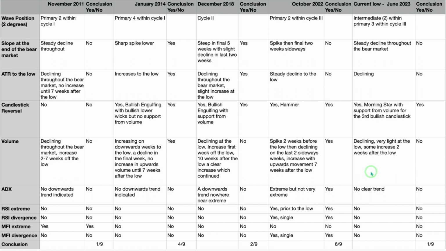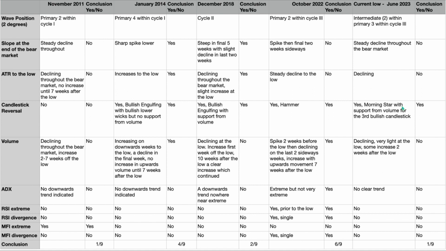So there's only 1 out of 9 conditions met. This is as weak as that first low, but the lesson I want to take from this is it doesn't have to be really strong. This November 2011 low, this is still held to this date. And so that is telling us that just because the technicals look weak at that low doesn't mean it can't be held. So along with the Elliott wave structure, the morning star candlestick pattern with push from volume for last week's strong upward week, that is the strongest signal we have.